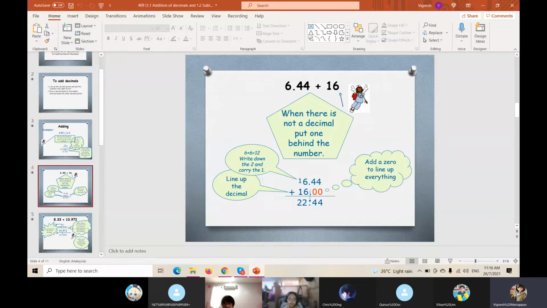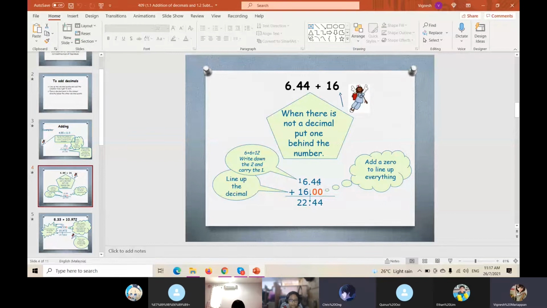Okay, now 6.4 plus 16. Since we are doing the operations of decimals, when there is not a decimal number, put a decimal point behind the number. That means when there is no decimal point, you have to put a point after the number, behind the number here. Can you all see? The first is 6.44.